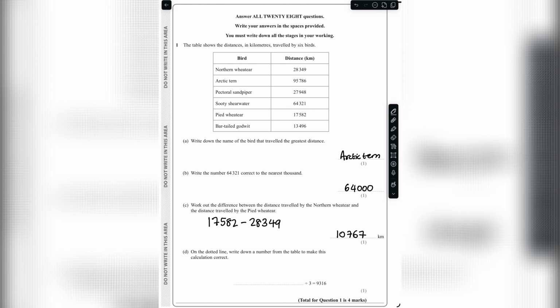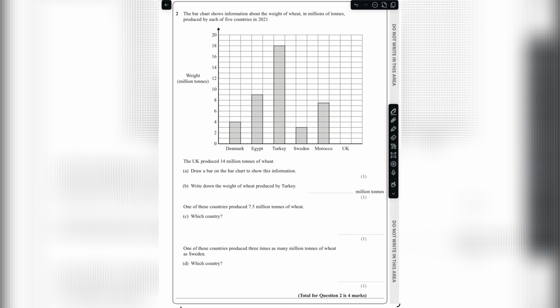In the final part of this question, we are asked, on the dotted line, to write down a number from the table to make this calculation correct. So something divided by 3 gives us 9,316. So all we need to do is multiply 9,316 by 3, and that gives us a value of 27,948.